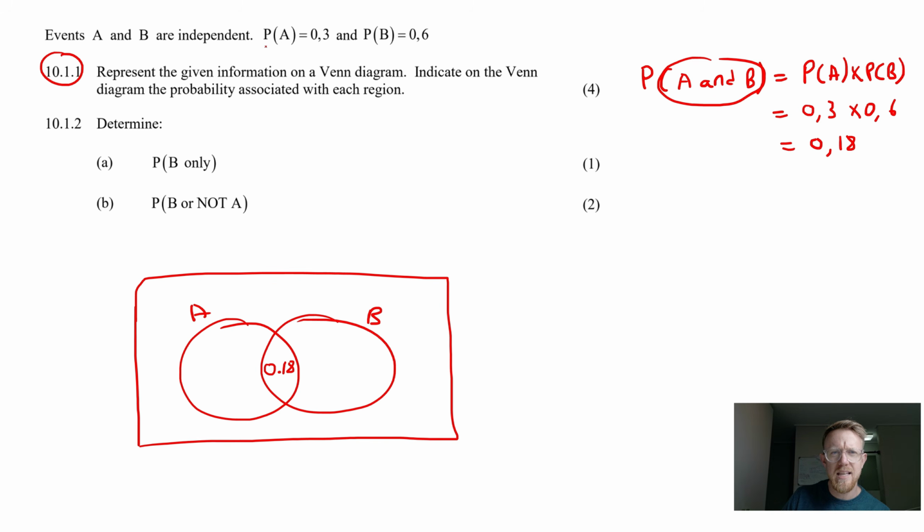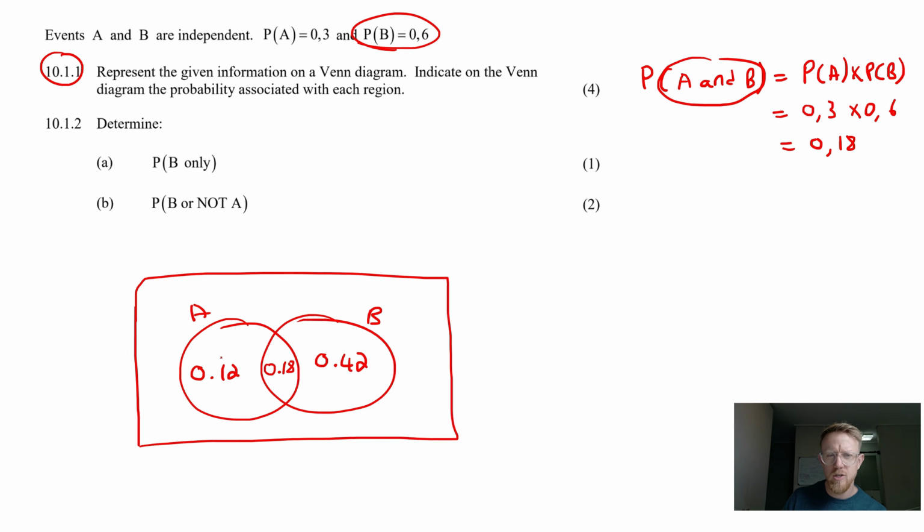Now, they told us that the probability of A altogether is 0.3. So it means that all of this is 0.3. So then you can say 0.3 minus 0.18, and that would give you 0.12. And then likewise, for this one, it's supposed to add up to 0.6. So you could say 0.6 minus the 0.18, and that's going to give you 0.42.